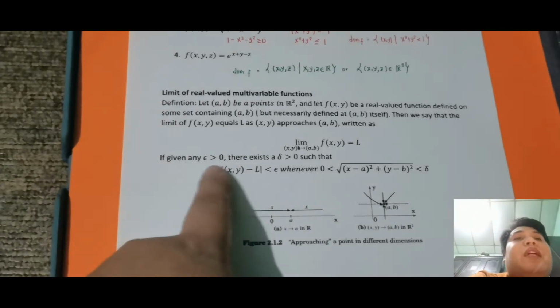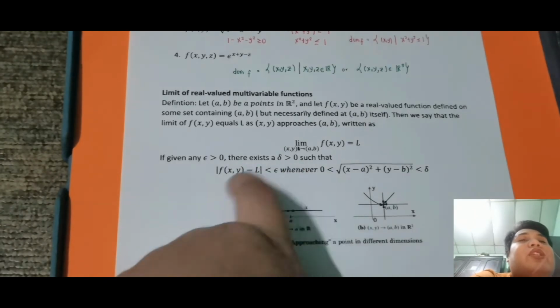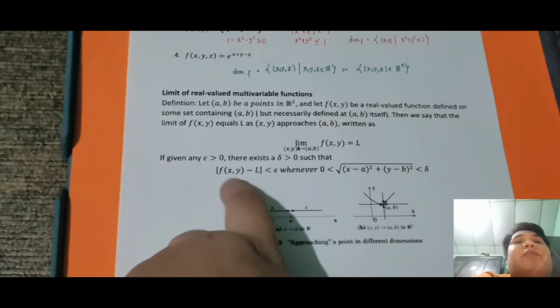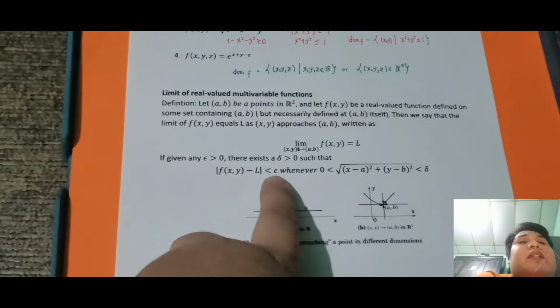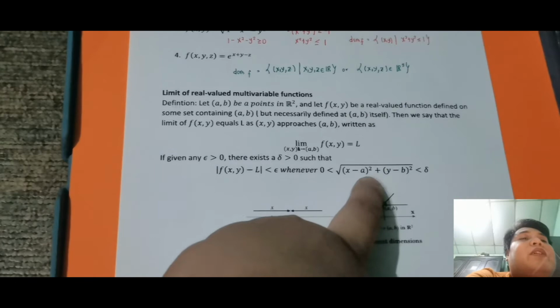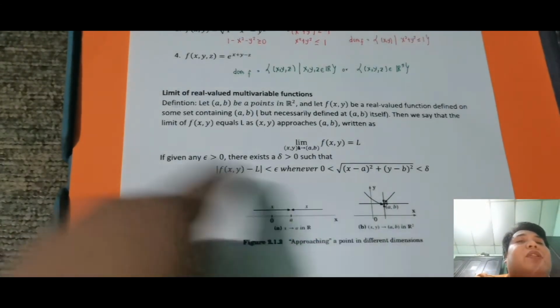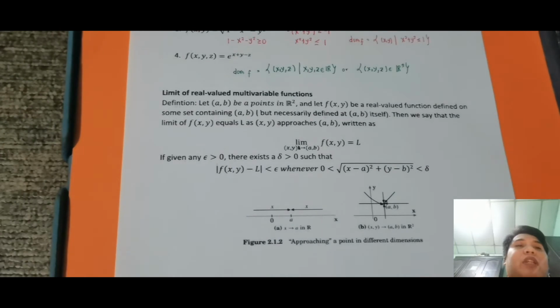So again, if given any epsilon greater than 0, there exists a delta greater than 0 such that the absolute value of f of x comma y minus L is less than epsilon whenever 0 is less than the square root of (x minus a) squared plus (y minus b) squared, which is less than delta. So again, this is the epsilon-delta definition. I won't elaborate too much, but in terms of definition, ang goal lang natin ay ang limit.